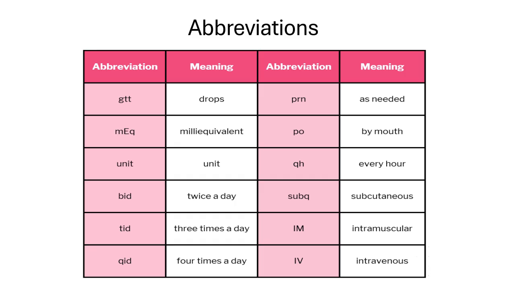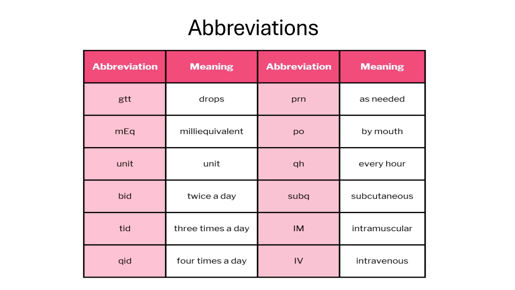So now going through some common abbreviations. The abbreviation GTT will give you drops. You'll also bump into MEQ, which is really, really common. That means milliequivalent. And then units, that will only give you unit. You can also bump into milliunits. BID, really, really important, that's twice a day. TID, 3 times a day. QID, 4 times a day.